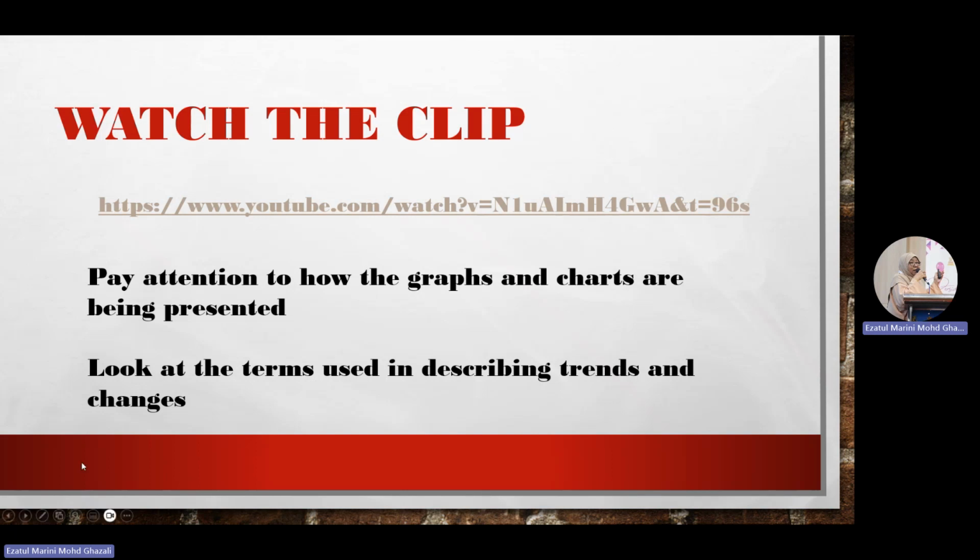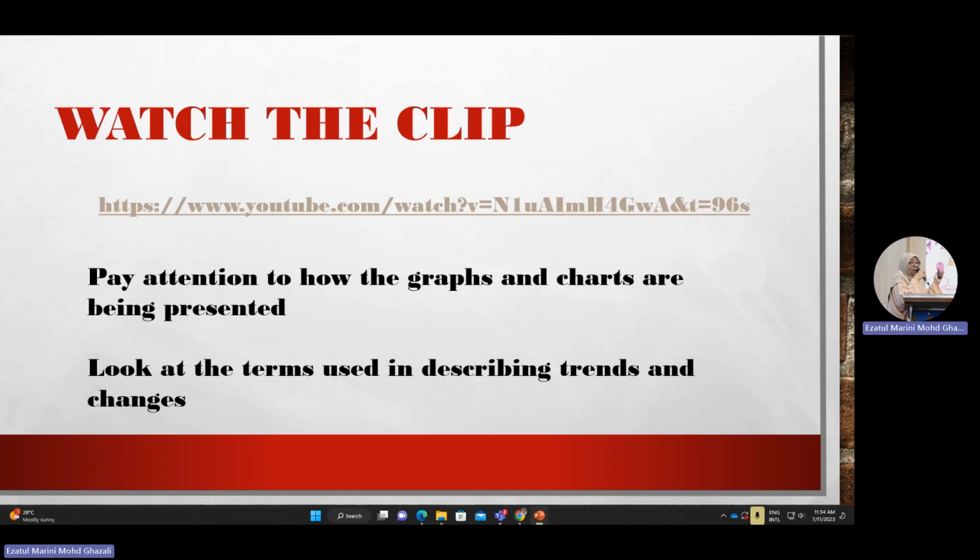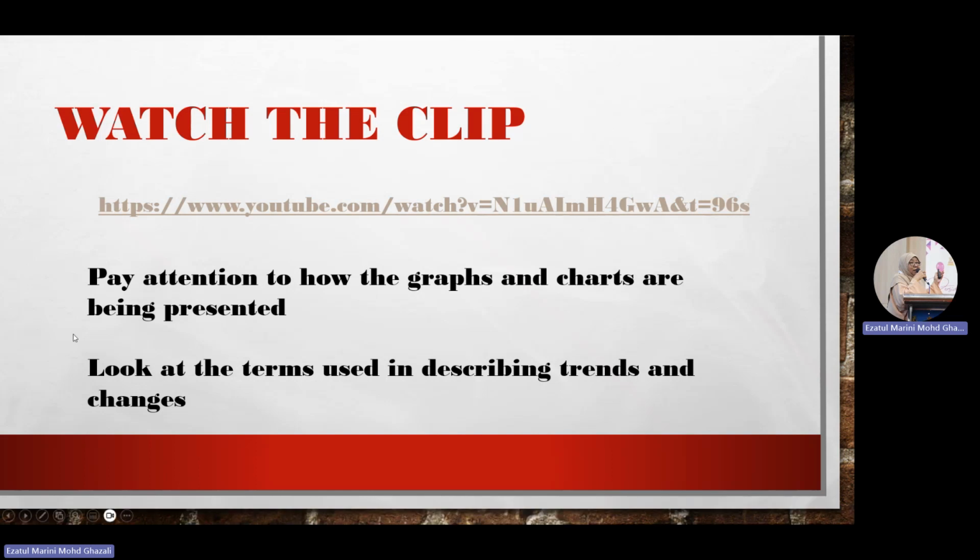Because if you look at your module, there will be exercises on describing trends and changes in line graphs and also bar graphs as well as pie charts, and you are going to be tested on this, as well as there will be one assignment on describing graphs and charts.